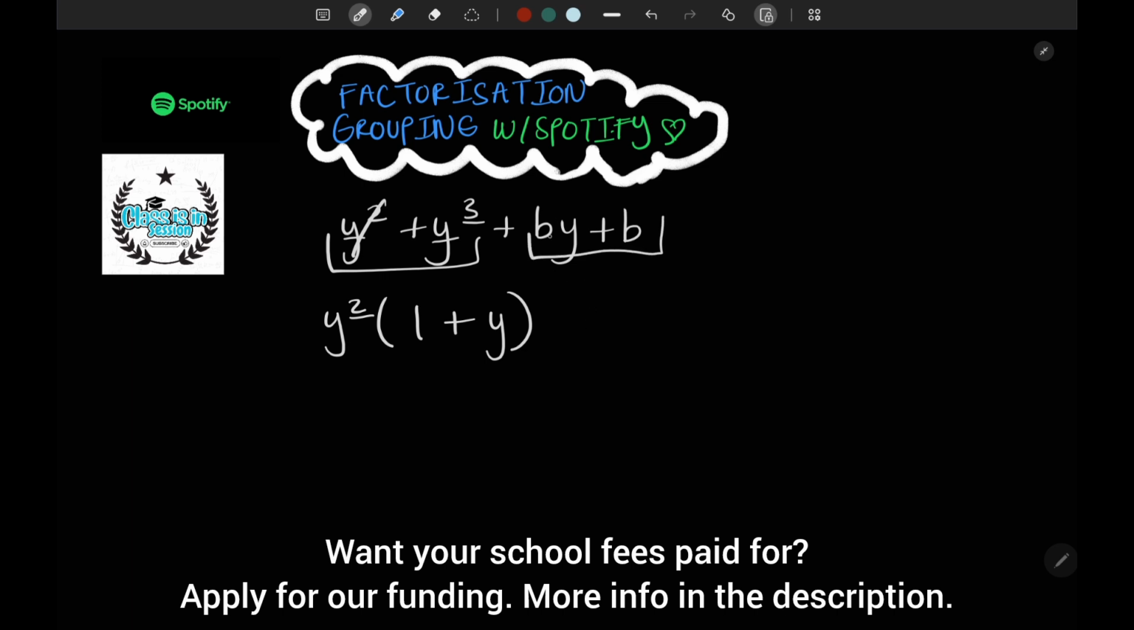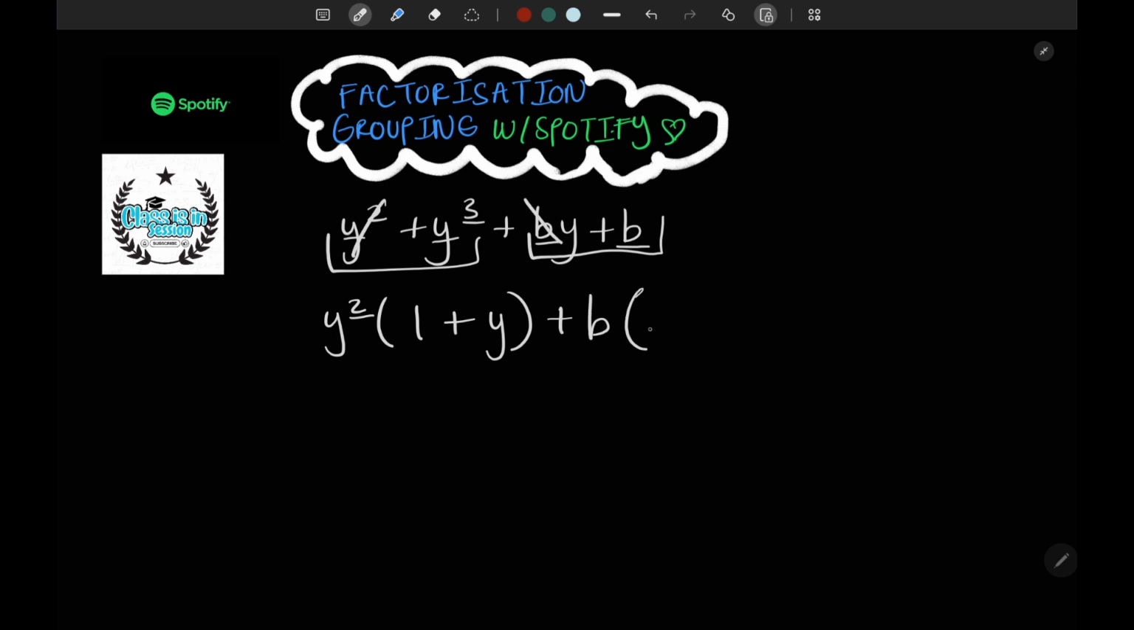Let's move to the last two terms. You have by plus b. What is common here? B. So take out b, open a bracket, b divided by b is 1. We're left with y plus b divided by b is 1. So we have y, 1 plus y, and y plus 1.